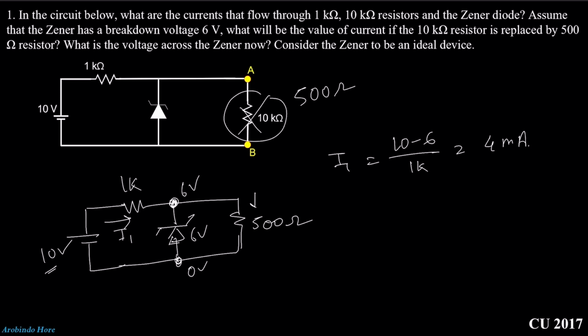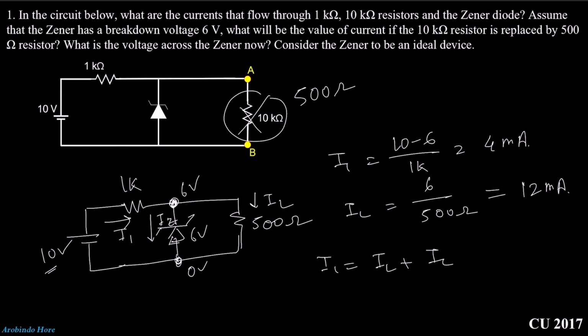Now what will be the value of IL? IL will be 6 volt divided by 500 ohm, which is equal to 12 milliampere. Now just apply KCL at this node. We can write I1 equal to IL plus IZ. So IZ will be I1 minus IL, that means equal to minus 8 milliampere.